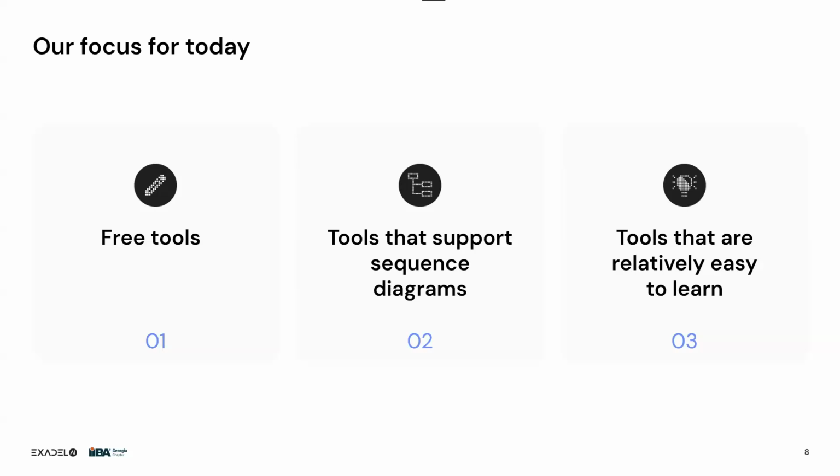Also, we are interested in tools that support sequence diagrams. Moreover, all my examples today will be based on sequence diagrams because I believe this is the type of diagram we, as analysts, work with most often. And the third point is that we are interested in tools that are relatively easy to learn. That's why we won't be looking at Python libraries at all. These filters will help us stay focused on the most interesting options on the market right now. So here we go.